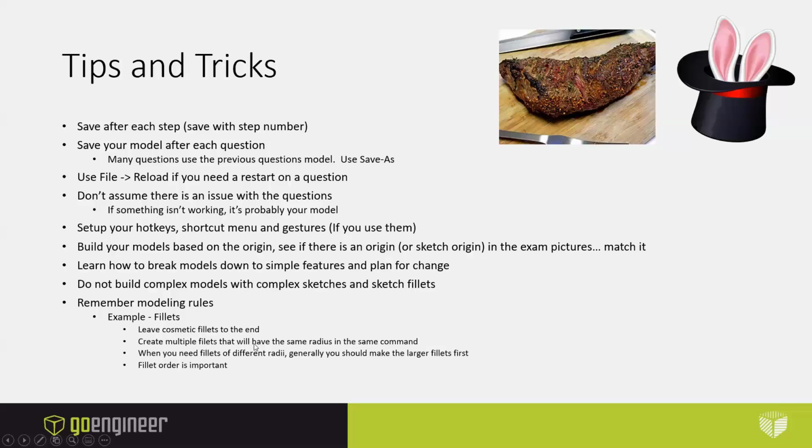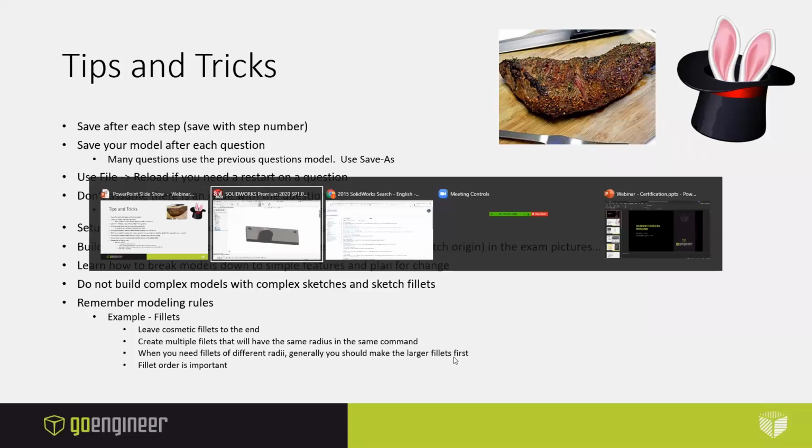Create multiple fillets that will have the same radius in the same command. If you've got 4 edges that have a 10 millimeter fillet on it, don't create 4 10 millimeter fillets. Create one fillet with the 4 edges. Where you need fillets of different radii, generally, you should make the larger fillets first. This is when you're going into your model.